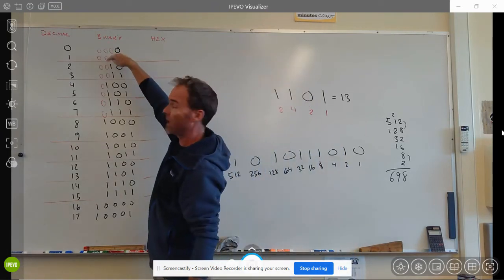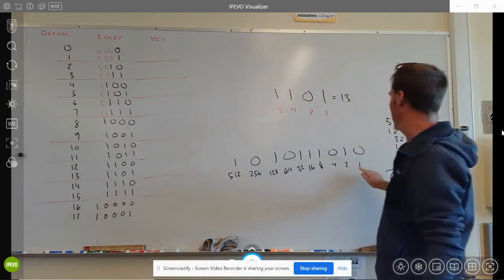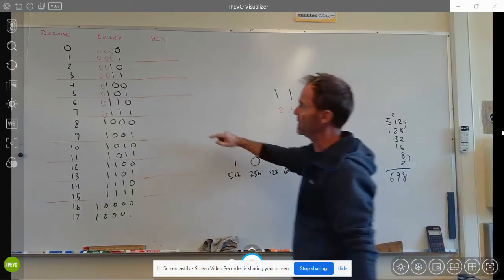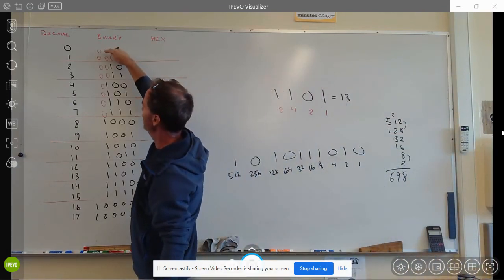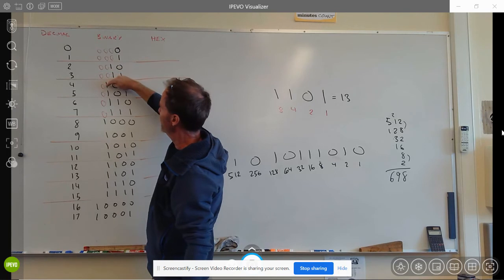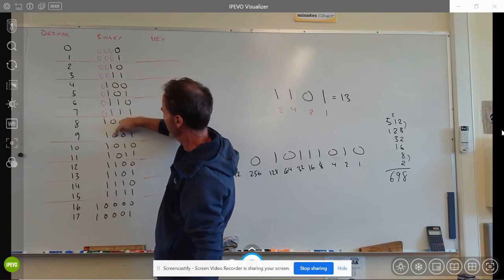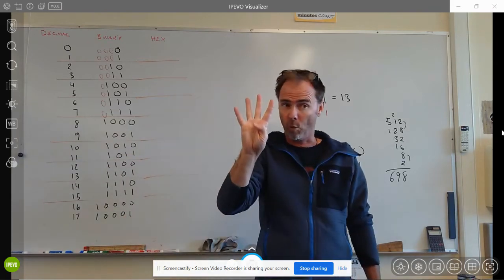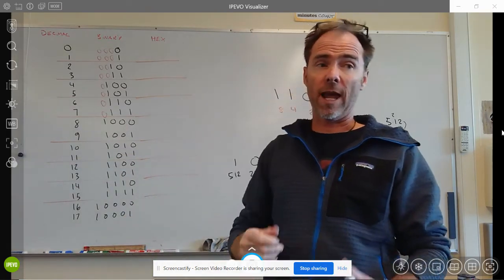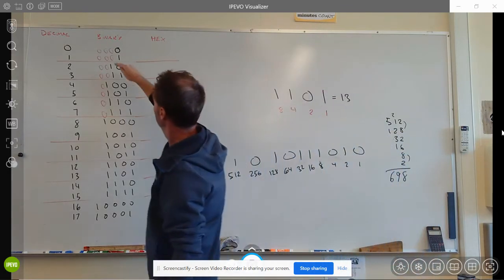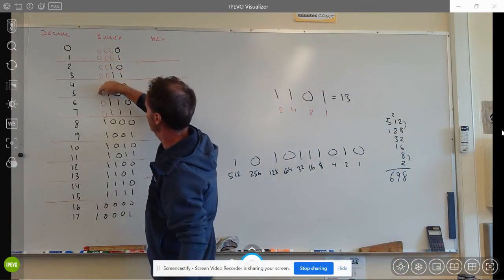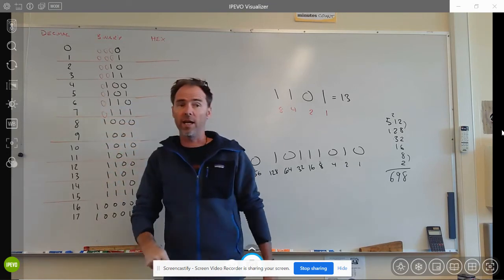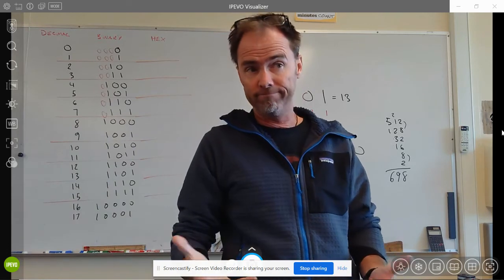Next position out are the 4s, right? Remember, 1, 2, 4, 8. So the third position out is the 4 position. If I go to the third position, 0, 0, 0, 0, 1, 1, 1, 1, 0, 0, 0, 0, 1, 1, 1, 1. They change every 4 times. Next position out are the 8s. 0, 0, 0, 0, 0, 0, 0, 0, 1, 1, 1, 1, 1, 1, 1, 1. They change every 8 times.